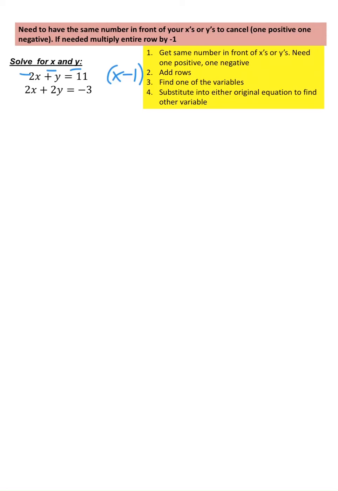Okay, so let's go to step 2 now and add the rows. Minus 2x plus 2x will cancel. Minus y plus 2y, that will just be y. And minus 11 minus 3, that will be minus 14. So straight away, the y part is done. So now let's substitute that back into one of the originals. I'm going to sub it back into the first one.